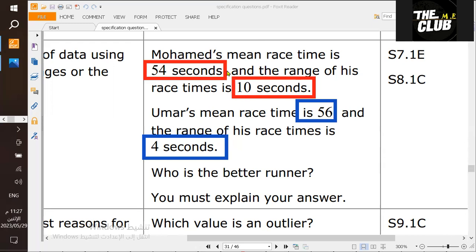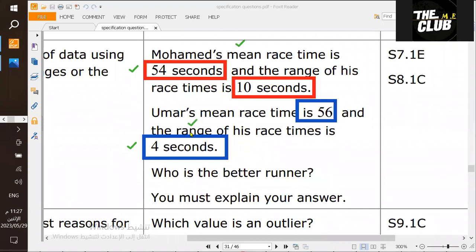First, we talk about the mean. Which is better, having a higher mean or a lower mean? Lower. It means most of his races end at 54. He finishes at 54 seconds. It means he's faster than Umar. So Muhammad is better when we talk about the mean. What about the range? Which is better, the lower or the higher? The lower, good. So 4 seconds is better in range, okay?